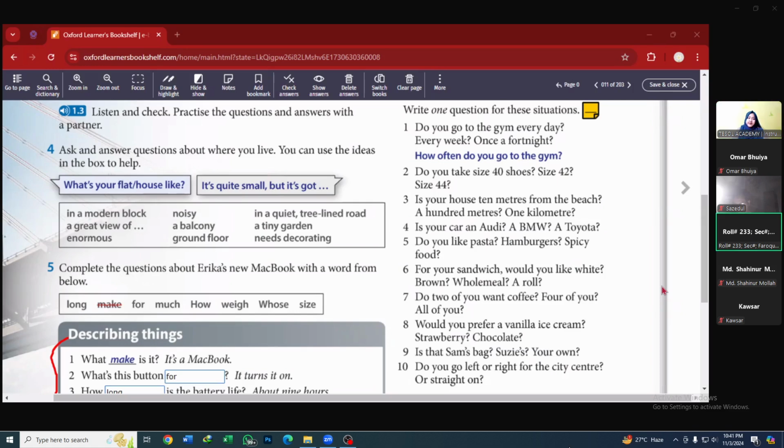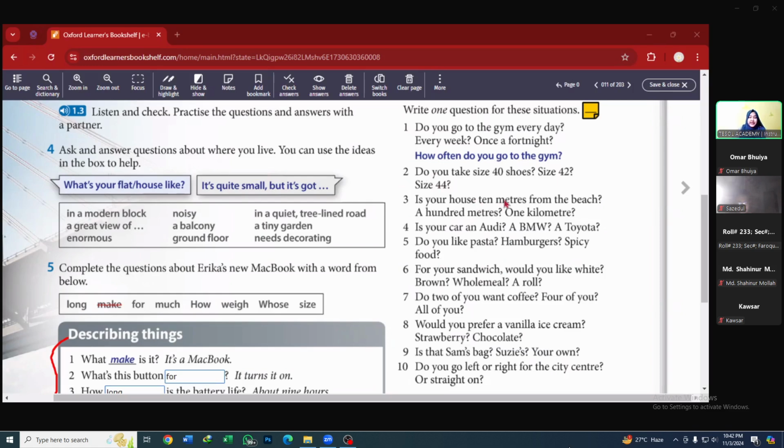What size do you need? What size shoe do you? What is the verb that is used here? Take. Take. Very good. Excellent. What size shoe do you take? Excellent. Very good.